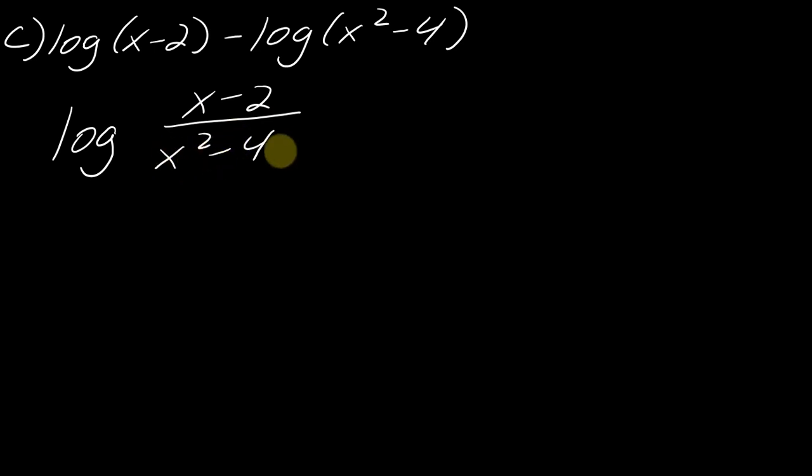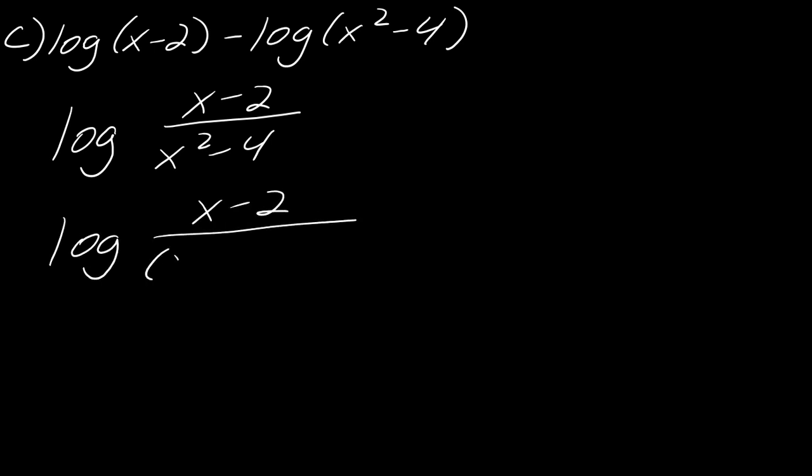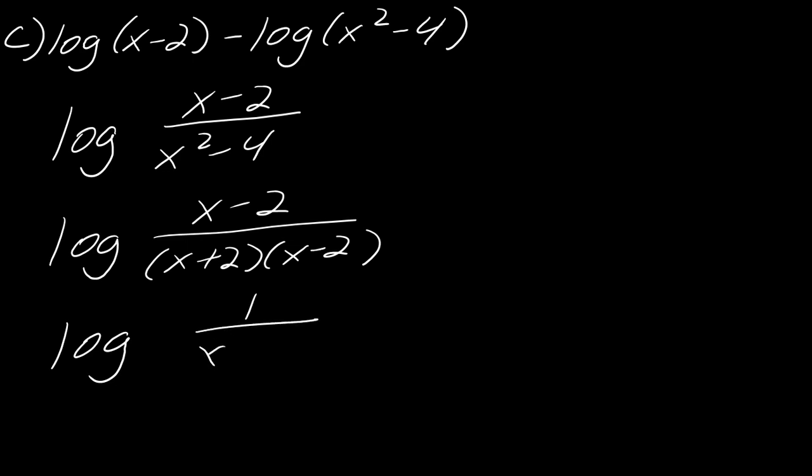So you can tell that you can rewrite x squared minus 4. You can factor that. So this will now be x minus 2, and then I've got x plus 2 and x minus 2. So those x minus 2's drop out. So this will be log of 1 over x plus 2, and that would be the final answer there. If you can simplify further, you should go ahead and try to do that.